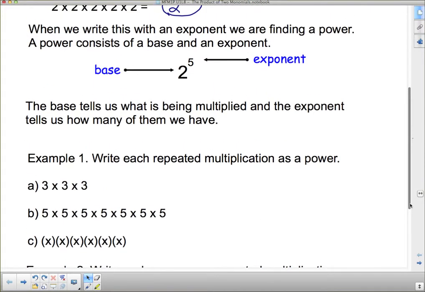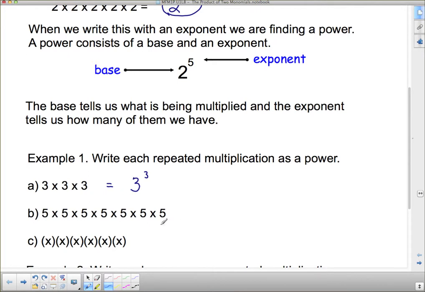It would be a good idea if you paused me right now and answered these questions yourself. Did you pause me? If you didn't, you need to pause me right now and answer these questions yourself. If you did, I'm going to go on and you can see if your answers are correct. Look, we have 3 threes. We're multiplying threes and we have 3 of them, so that's 3 to the exponent 3.